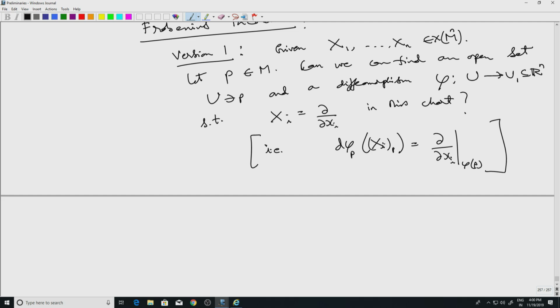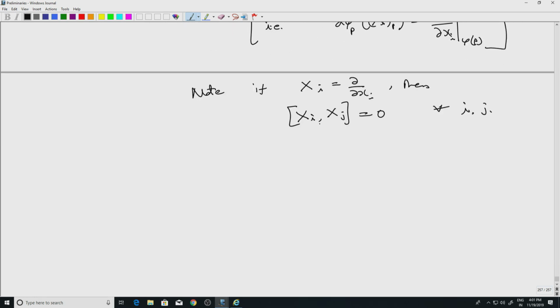If such vector fields, note that if Xi can be written as del by del xi, then since the del by del xi in Rn commute, the Lie bracket of del by del xi and del by del xj is 0 in Rn. The same thing should happen for these Xi's. Then [Xi, Xj] equals 0 for all i and j. This turns out to be the crucial thing.